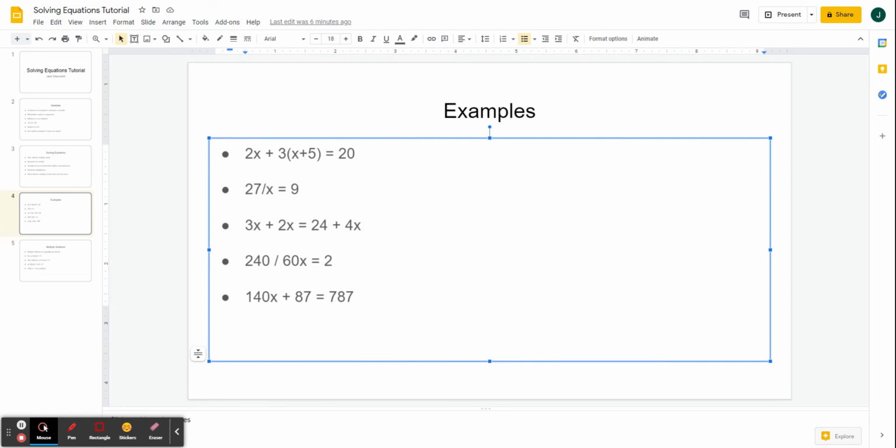For this one, we are once again dividing in the equation, but this time with a coefficient on this x. So we're going to multiply both sides by 60x and get 120x on this side and 240 on this side. And then since now we're multiplying by x again, we're going to want to divide.